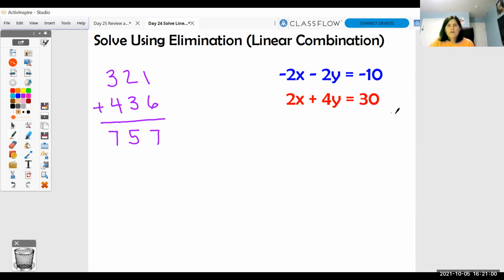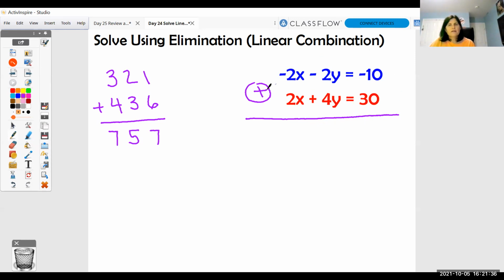So I'm going to draw a line under here, and hopefully this will help you to see what I'm talking about. So I can think of this as an addition problem. And if I add this together, look what happens to my x's. I have a negative 2x and a plus 2x. Negative 2 and a positive 2, they cancel each other out. So one of the things I can do with a system of equations is I can line them up and I can add them. As long as I'm adding like terms, x's with x's, y's with y's, and constants with constants. So let's add these and see what happens.